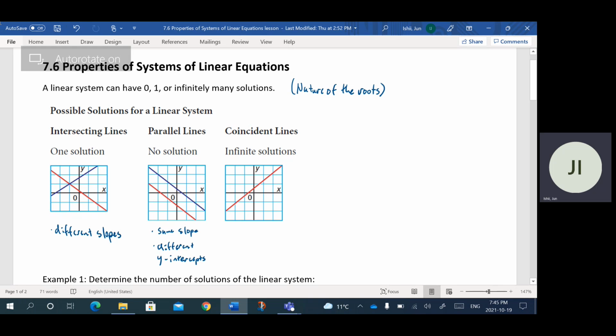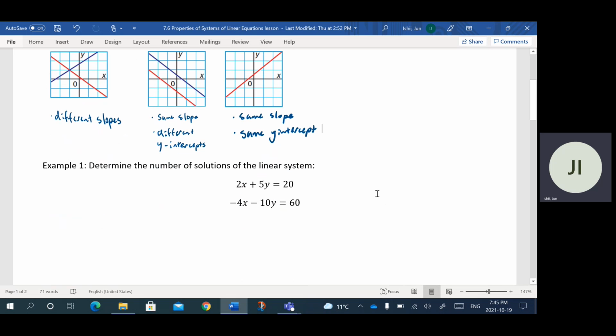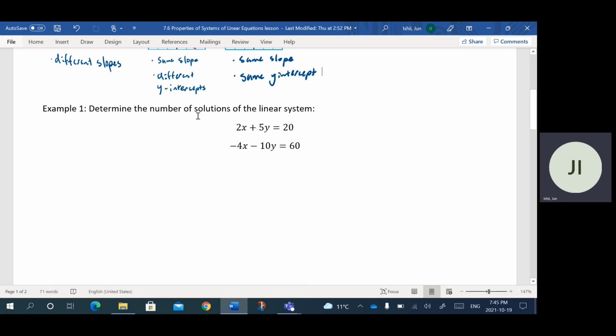So if you have the same slope and the same y-intercept. And I'm going to show you through an example how to create this situation where you have two different equations, but they'll have the same slope and same y-intercept. All right, cool. So first example here, we're going to determine the number of solutions of this linear system.